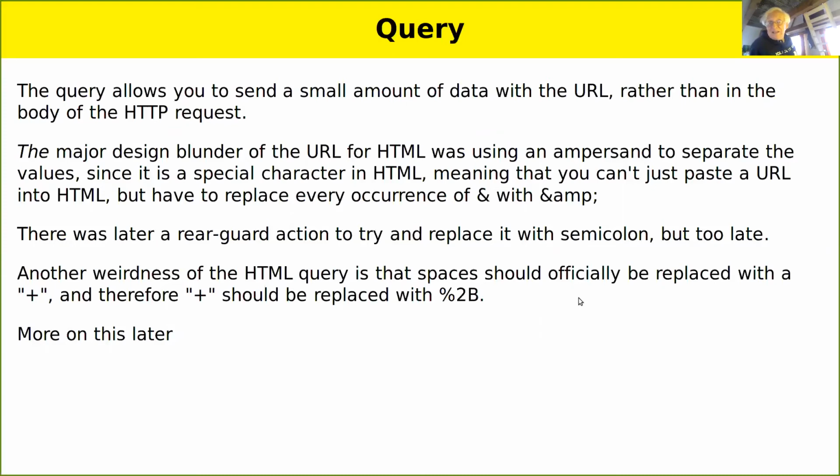They realized later that they'd made this mistake, and they tried to fix it by saying, well, a semicolon is also suitable. But it was too late, and nobody's really adopted that. There's another weirdness of the HTML query as well, that spaces should officially be replaced with a plus, which means that a plus then has to be replaced with %2b, even though in other places a space is replaced with %20. It's kind of weird. I'll talk a bit more about this later.